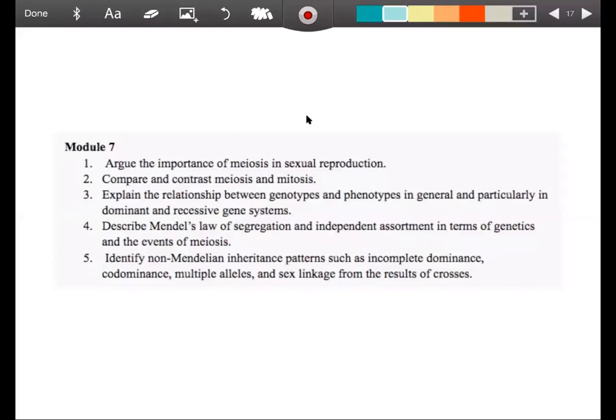Okay, so moving on to Module 7. This module basically covers sexual reproduction. We're going to be talking about meiosis. So meiosis and mitosis sound similar, but we'll be going over the differences and the similarities. We'll also talk about genotypes and phenotypes. So we'll go into Mendelian laws and then also into non-Mendelian inheritance patterns.